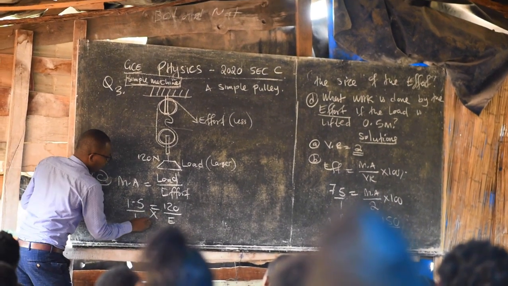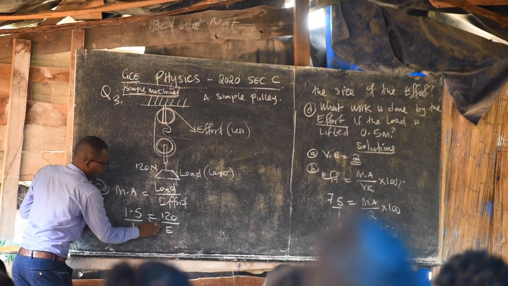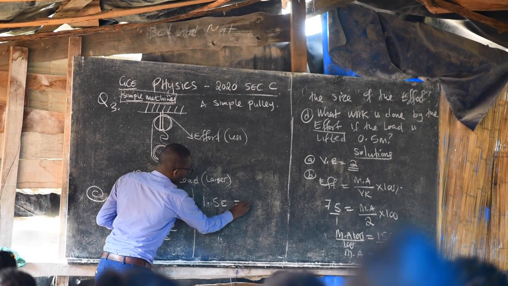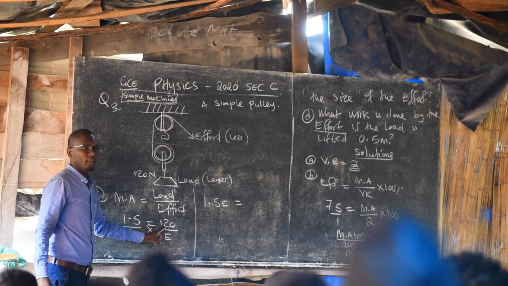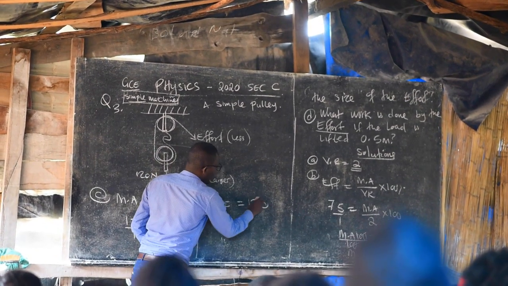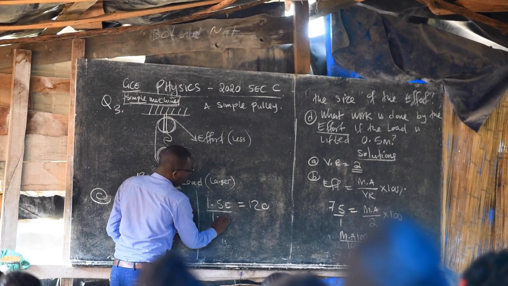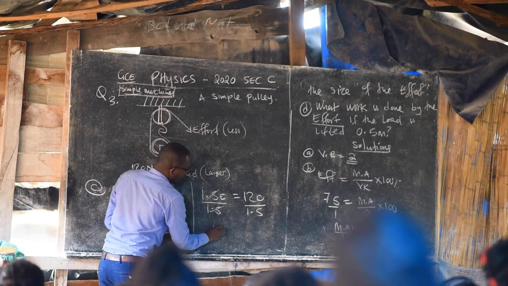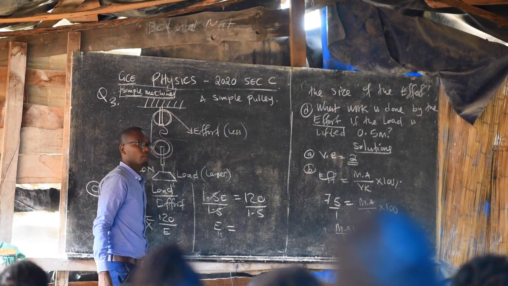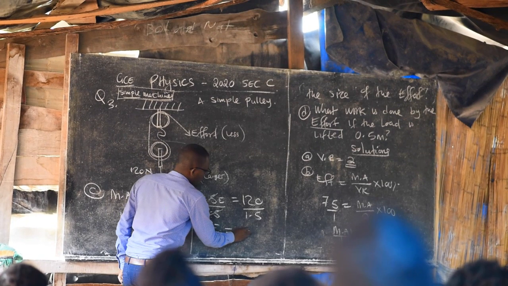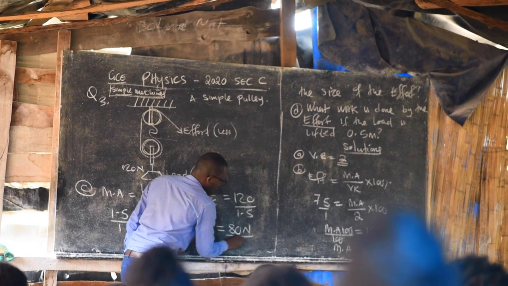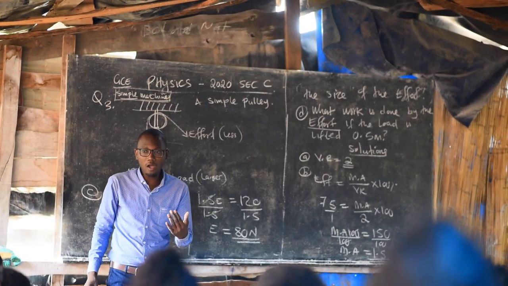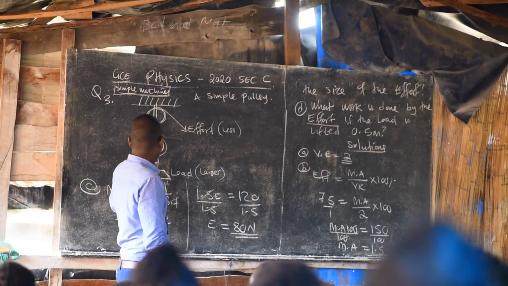Will you focus? Then we are saying this times that, right? So we are saying 1.5 times effort equals 1 times 120, which is 120. And then we are dividing 120 by 1.5. How much are we getting, ladies and gentlemen? 80 newtons. Good. Because effort is a force, and force is measured in newtons. Yes, that is our C.